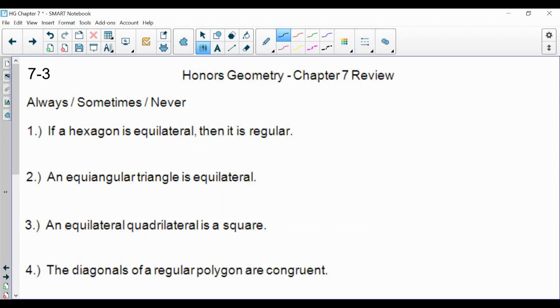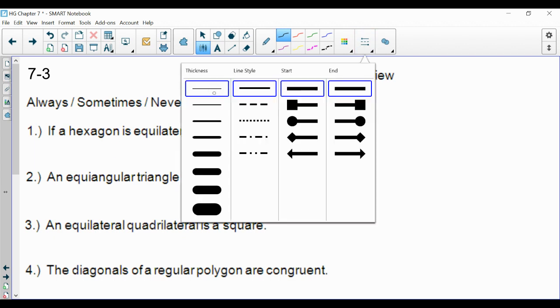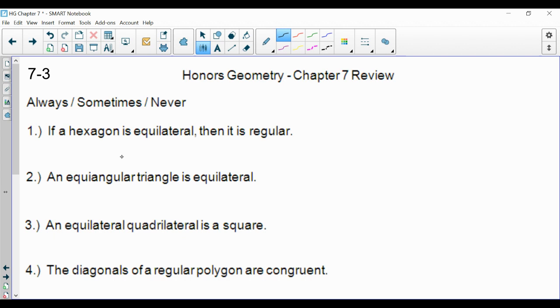All right. So hopefully you tried out at least the sometimes, always, never. So here, if a hexagon is equilateral, then it is regular. Unfortunately, this one gets students all the time. My stylus does not want to write. There we go. It is sometimes true. A lot of times students put always because with triangles, this is true. It's always true, I should say. With anything with more sides than a triangle, it's sometimes true.